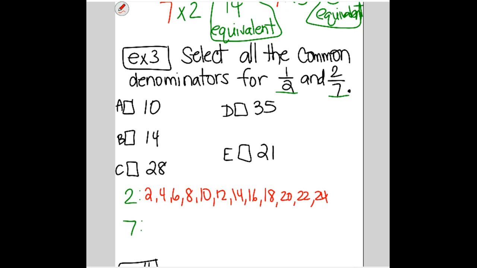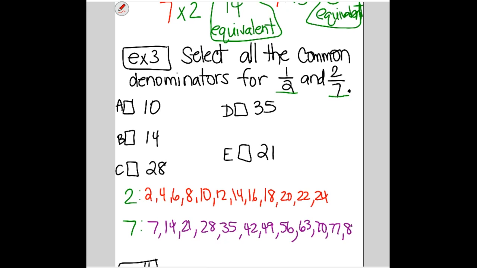For our 7's, we have 7, 14, 21, 28, 35, 42, 49, 56, I believe. Yeah, 56, times 9 is 63, times 10 is 70, 77, and lastly, 84.